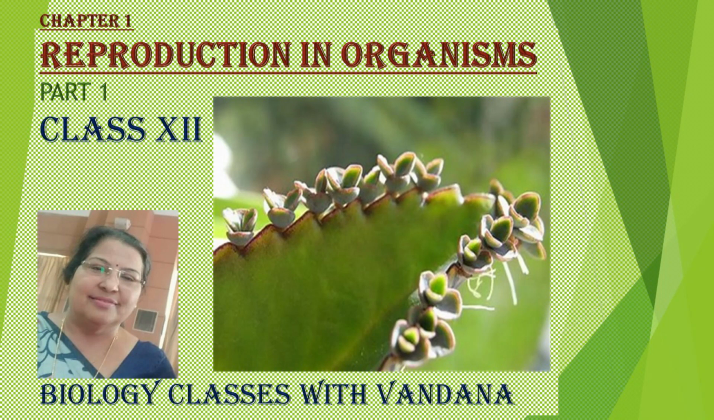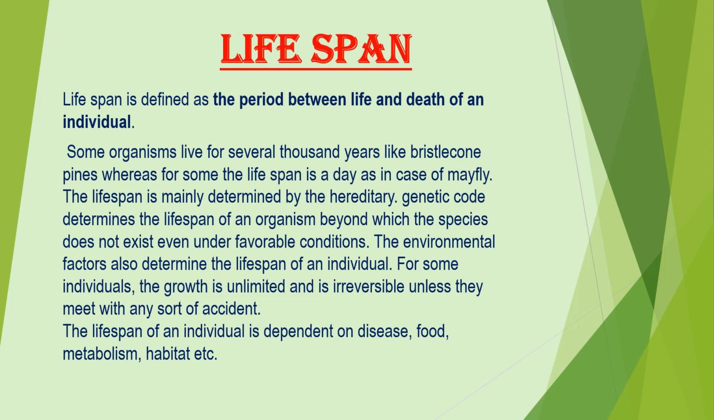So let's study reproduction in organisms, chapter 1, part 1. Lifespan. What is lifespan? Lifespan is the period between birth and death. Some organisms live for several years. For example, a parrot can live for 140 years, whereas a crow only 12 years.